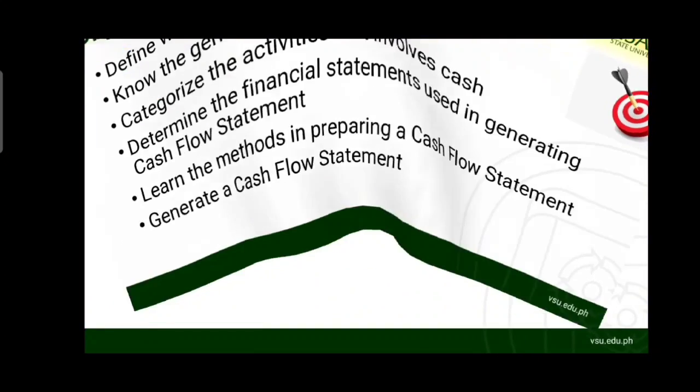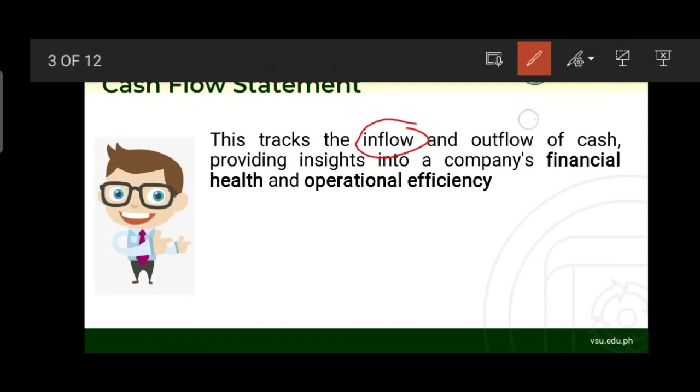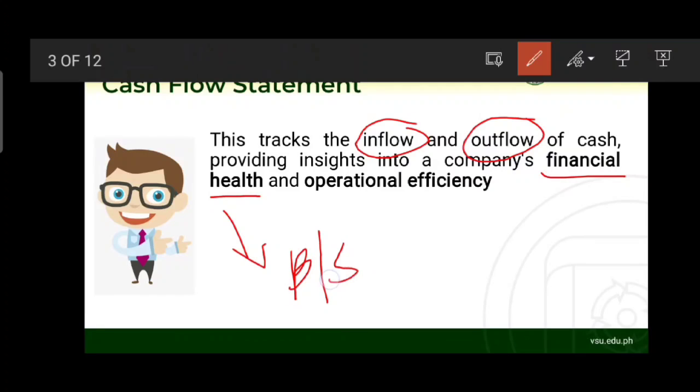Let us first define what a cash flow statement is. A cash flow statement tracks the inflow and outflow of cash, which provides insights into the company's health and operational efficiency. So when we say cash flow statement, it involves two activities: the inflow and outflow of cash. Take note, this provides insights into a company's financial health and operational efficiency. The financial statement which reflects the financial health of the organization would be its balance sheet. The income statement reflects the operational efficiency of an organization.